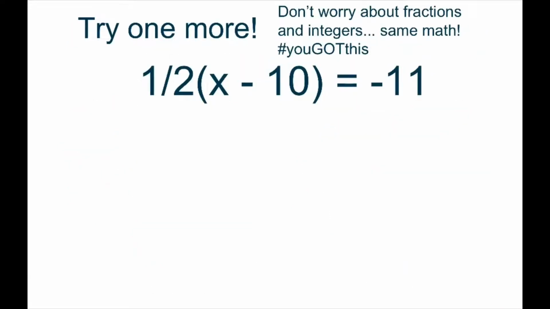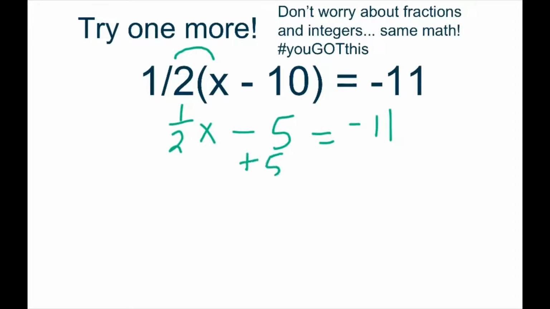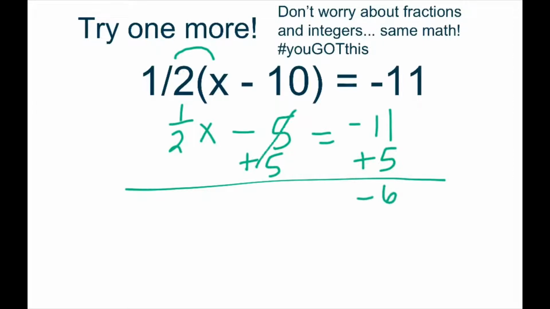Okay, next up, we've got fractions. Don't worry, you've got this. 1/2 x minus, what's half of 10? 5. Awesome. Now we've got that 2-step equation. First thing I'm going to do is add 5 to both sides. Remember your integer rules. Negative 11 plus 5 is negative 6. Okay, now we have 1/2 x equals. We're dividing by 1/2. Really, that's the same thing as multiplying by 2, no matter how you do it. So x equals negative 12.